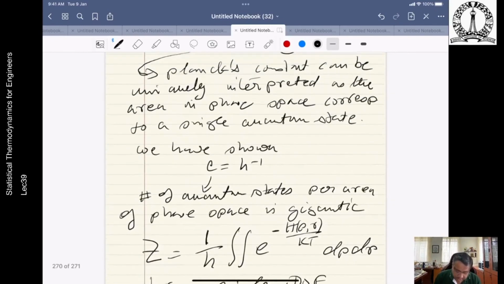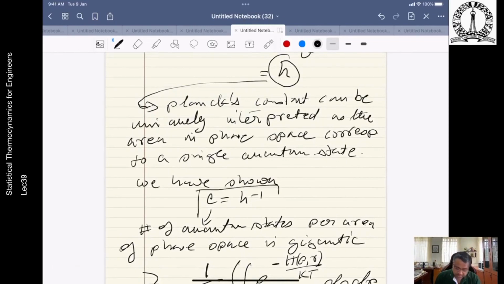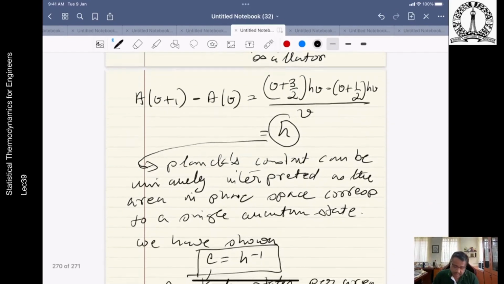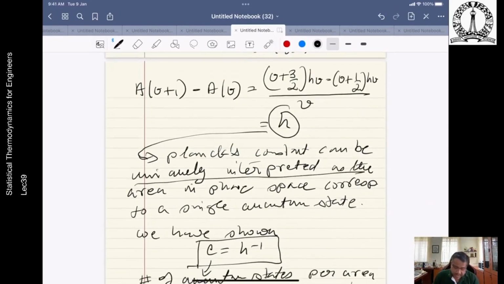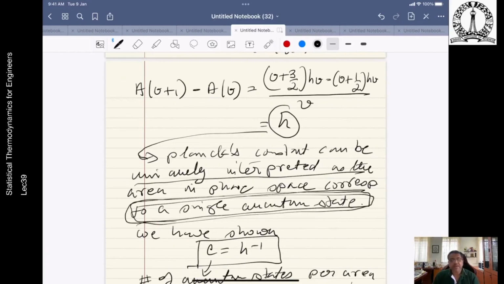And we also saw the very clear association between C and the number of quantum states and basically h, the Planck's constant. And the Planck's constant was uniquely interpreted as the area in the phase space corresponding to a single quantum state. Okay. So this sets the stage.